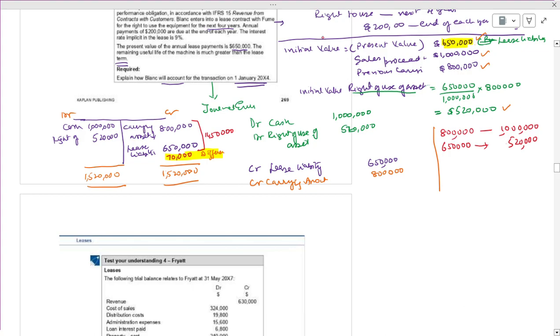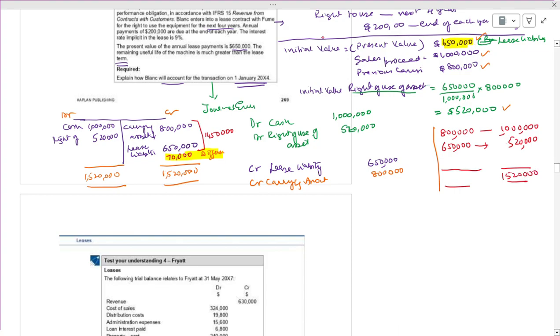You have sold it for 1 million. This 650 is the liability. You got a liability of 650. Liability is more. Right of use of asset is less. Now, have you lost or gained? How much have you gained?